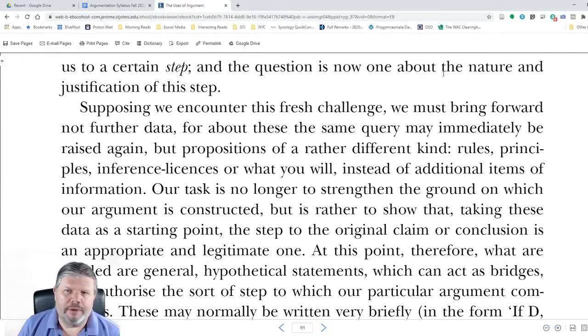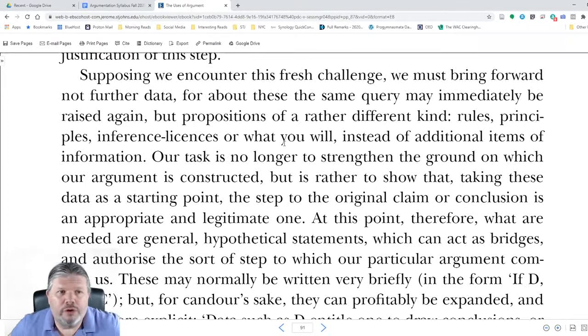Supposing we encounter this fresh challenge, we must bring forward not further data, for about these the same query may immediately be raised again, but propositions of rather different kind. Rules, principles, inference licenses, or what you will, instead of additional items of information. Our task is no longer to strengthen the ground on which our argument is constructed, but rather show that, taking these data as a starting point, the step to the original claim or conclusion is an appropriate and legitimate one. That means these facts are relevant and appropriate and the right ones to move to the claim.